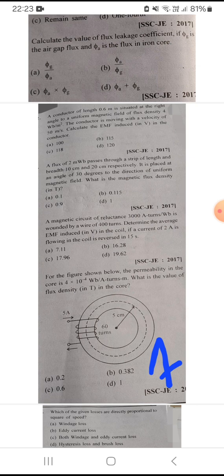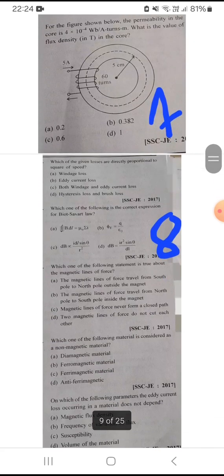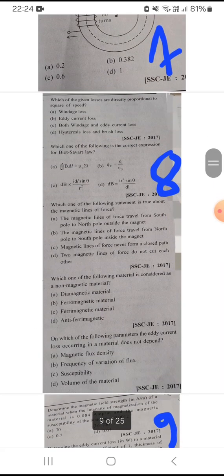Next, for the figure shown below, permeability in the core of the 4 into 10 to the minus 4 ampere turn. What is the value of the? Is the option B 0.382 is the right answer. Next, which of the given losses are directly proportional to the square of speed? Option C, windage losses and eddy current losses.